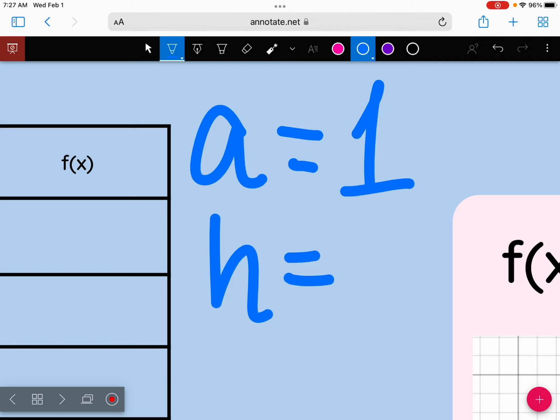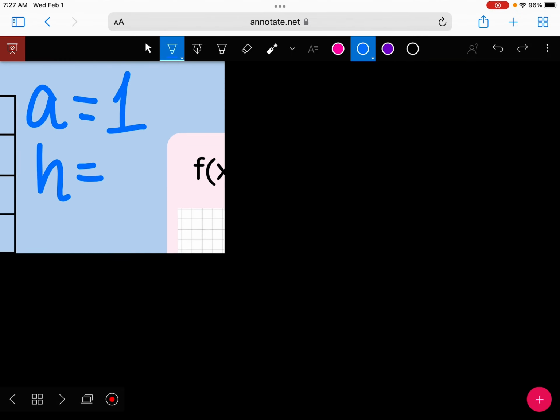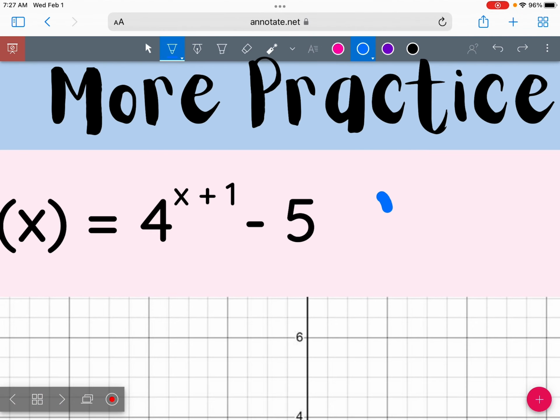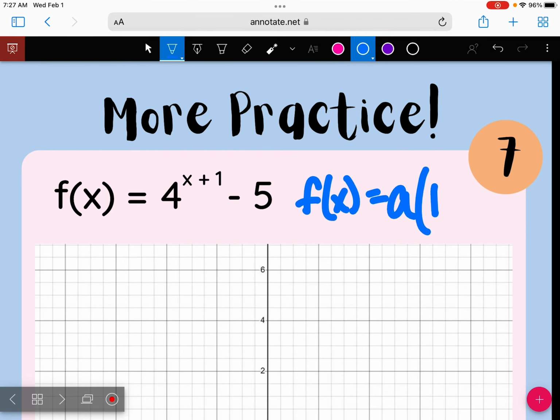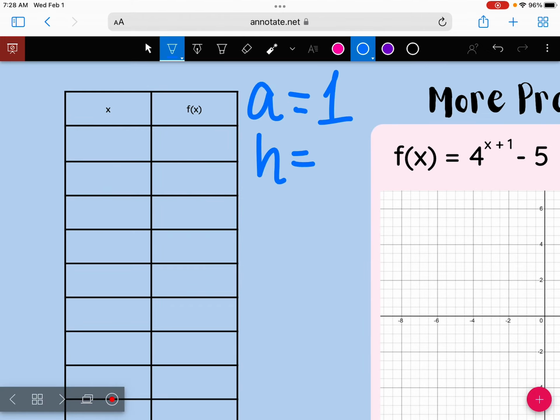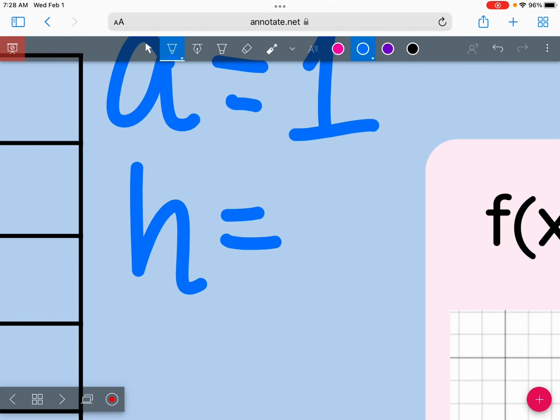What's our H value? 1. No, just 1. Not x plus 1. Remember yesterday? Oh, sorry. Our standard form is f of x equals a times b to the x minus h plus k. So x minus h, and in this sense we have x plus 1. So h is what? How do we get a positive from a negative?